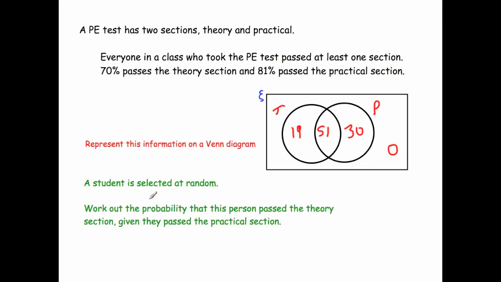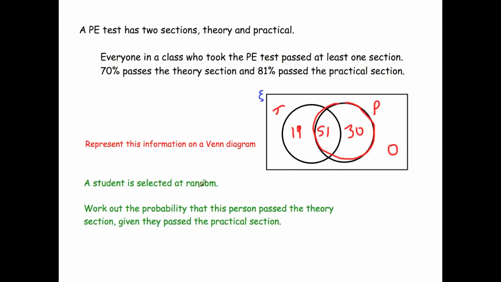Now, the next question is very important. It's a given, that question. It says a student is selected at random. Work out the probability that this person passed the theory section given that they've passed the practical section. So first of all, we know that this person has passed the practical section. Okay, so we know that we're inside this circle. They've passed the practical section, so we're only really considering these 2 numbers here.